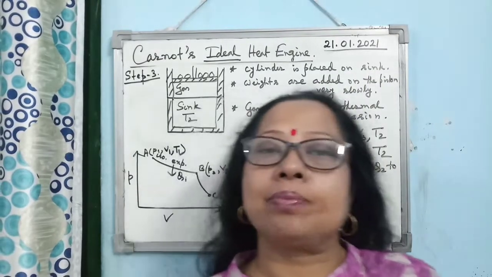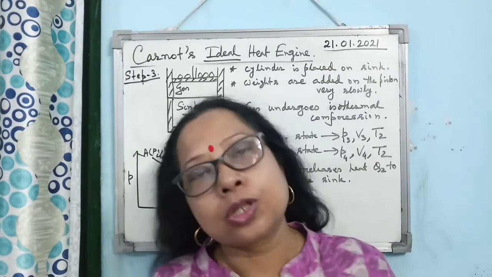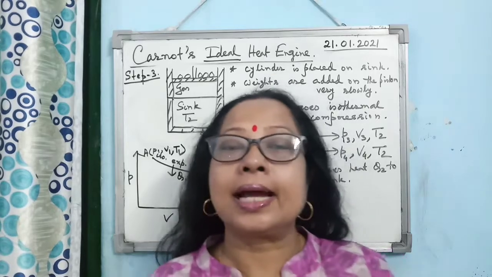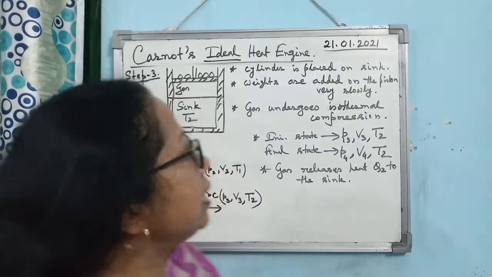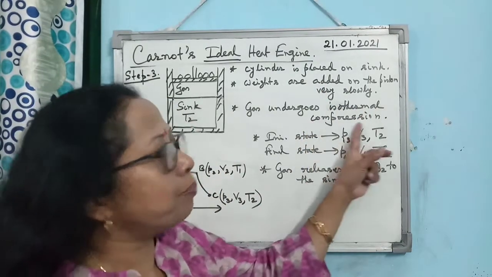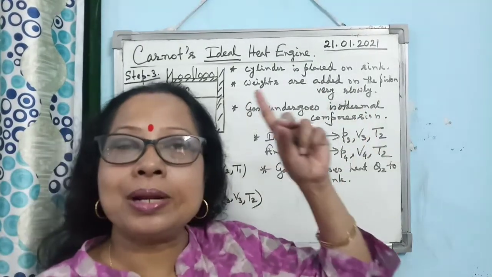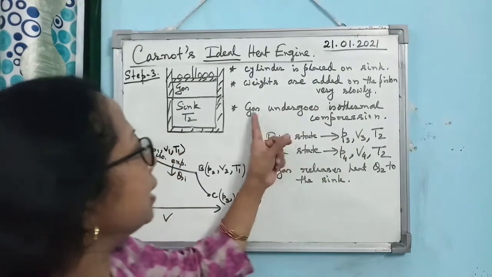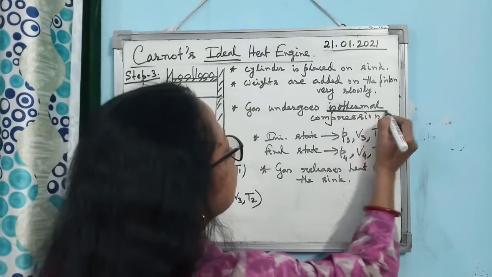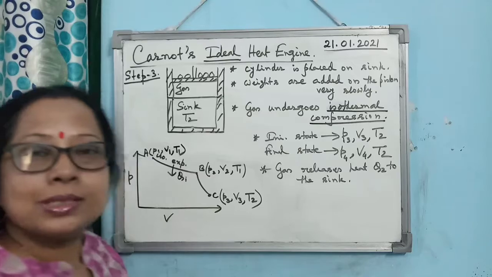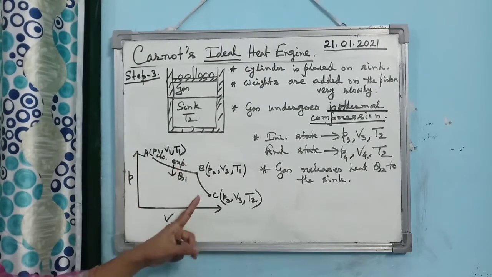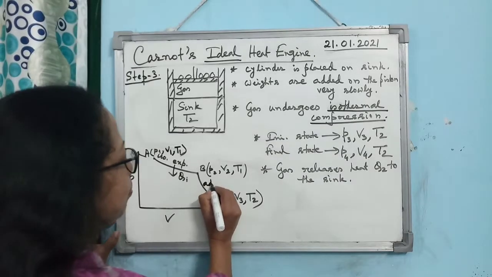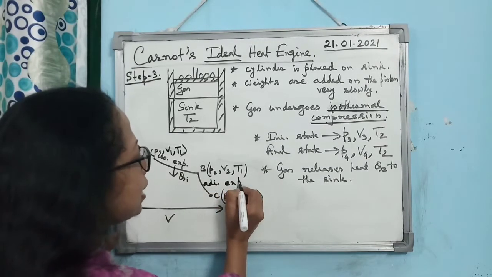In the third step, the adding of weight is done very slowly so that the temperature of the system remains constant. So what is happening when you are adding the weight? It will be compression and you are keeping the temperature of the gas constant. It means the gas undergoes isothermal compression. So you see, it is so fantastic. The first step, isothermal expansion. Second step is adiabatic expansion.